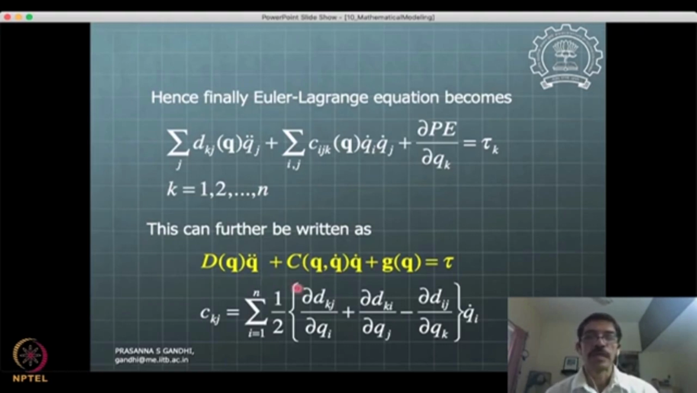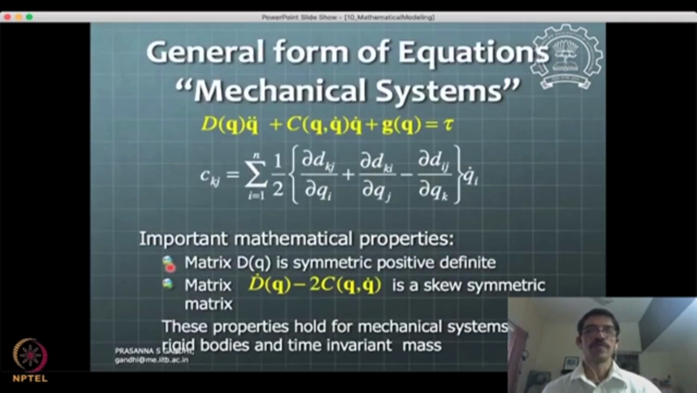So let's now see. This form has certain other properties. Okay, so these are important mathematical properties that we have seen for this mechanical system. First, the D matrix is symmetric and positive definite. Now this is the other property.